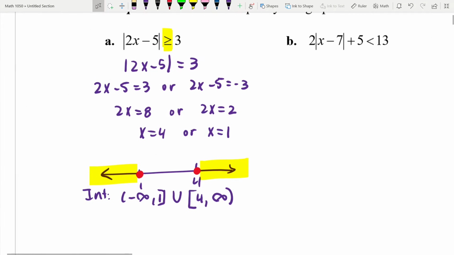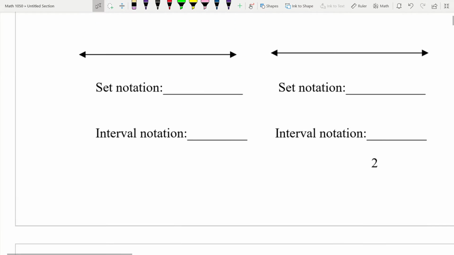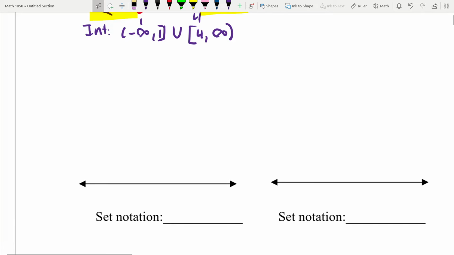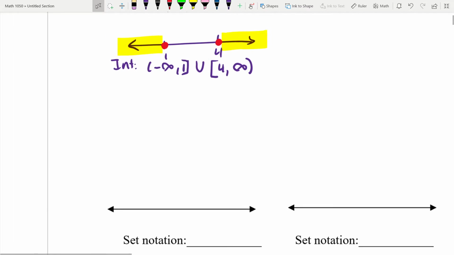Okay, sorry, 2 seconds. Jackson, go ahead, buddy. What does it say? Set? Yeah, let's do set. Thank you.